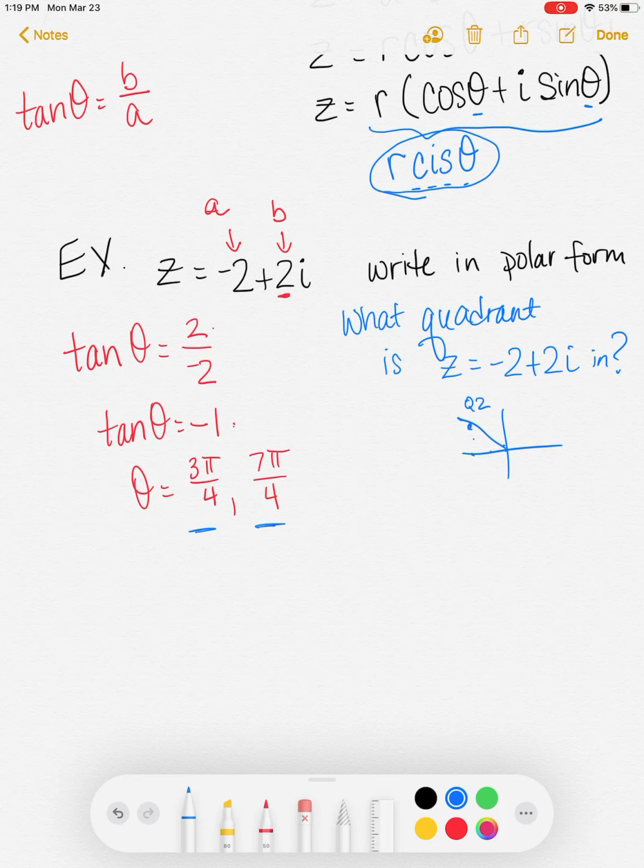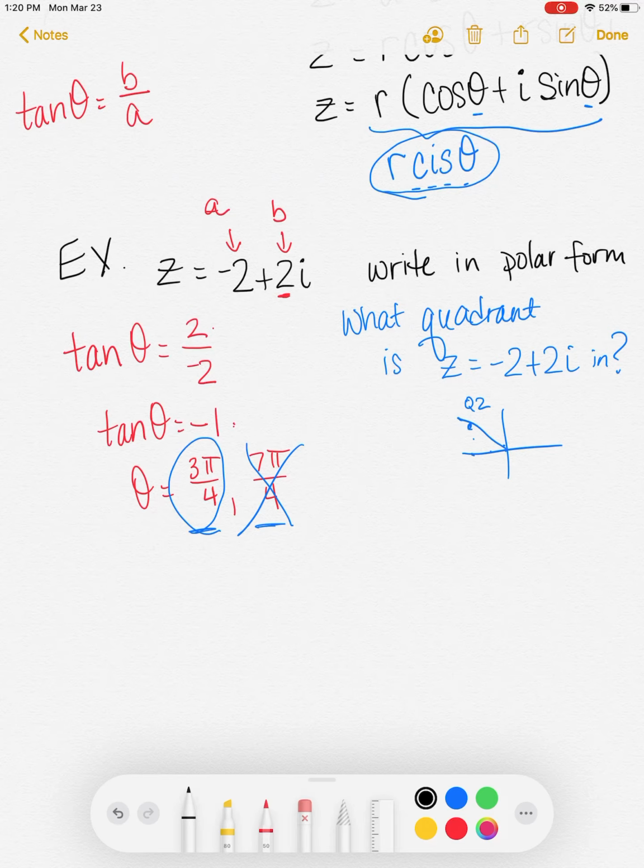So that means I'm looking for which angle will be in quadrant 2. And obviously this one is in quadrant 2. So that is the theta that I need to worry about. I don't need to worry about 7 pi over 4. That guy's in quadrant 4. So I have my theta. My theta is 3 pi over 4.